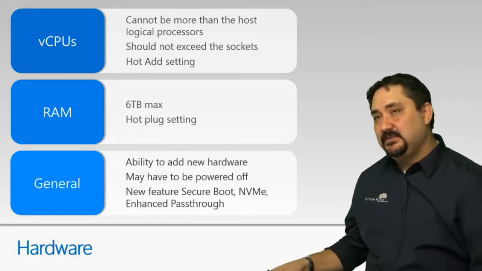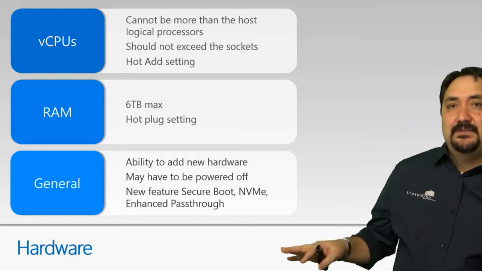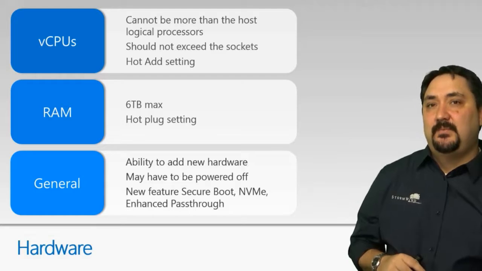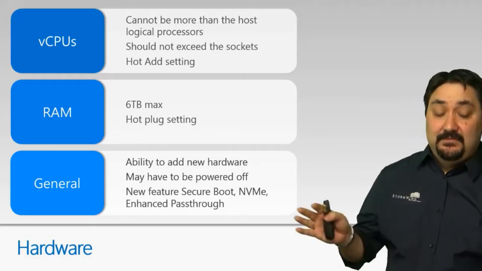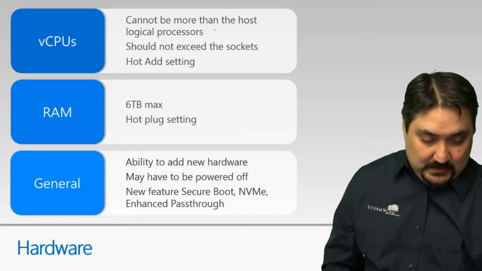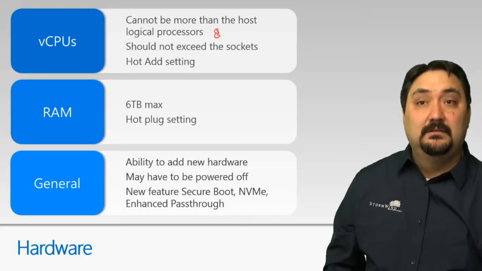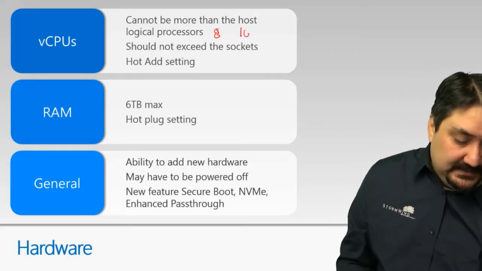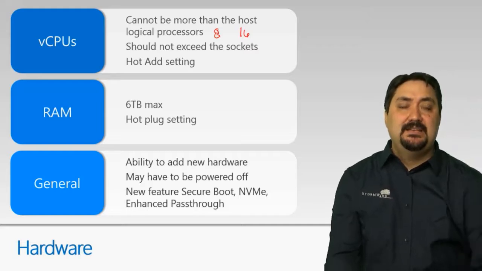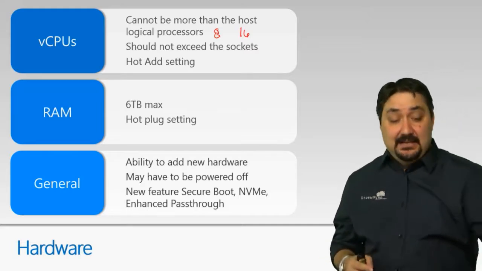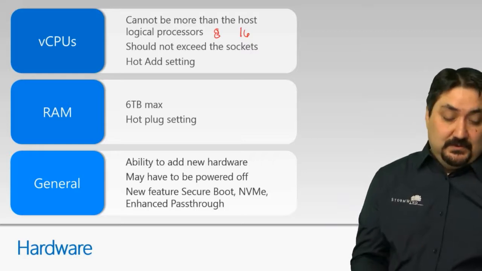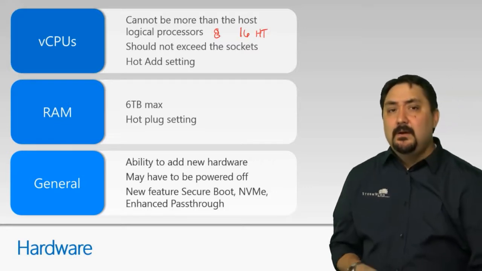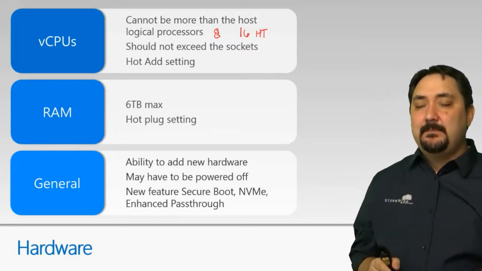So if I have two physical sockets, each one of those physical sockets contains a 4-core processor. How many logical processors do I have? Well, if I'm not hyper-threading, let me take off my shoes and do the math here, I would have 8 logical processors, right? If I am hyper-threading, if I have the ability to hyper-thread, that would be 16 logical processors. This means that no virtual machine I create can have more than 8 or 16 virtual processors, depending on whether or not I'm hyper-threading. We also cannot exceed the number of physical sockets.